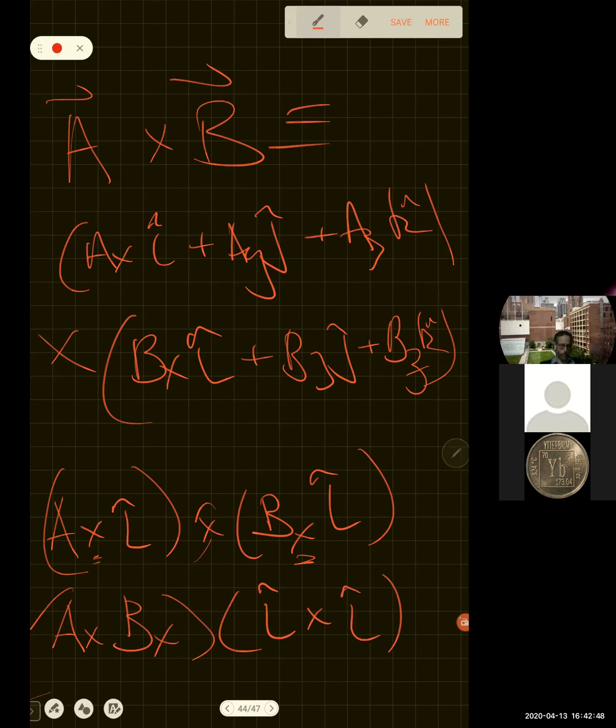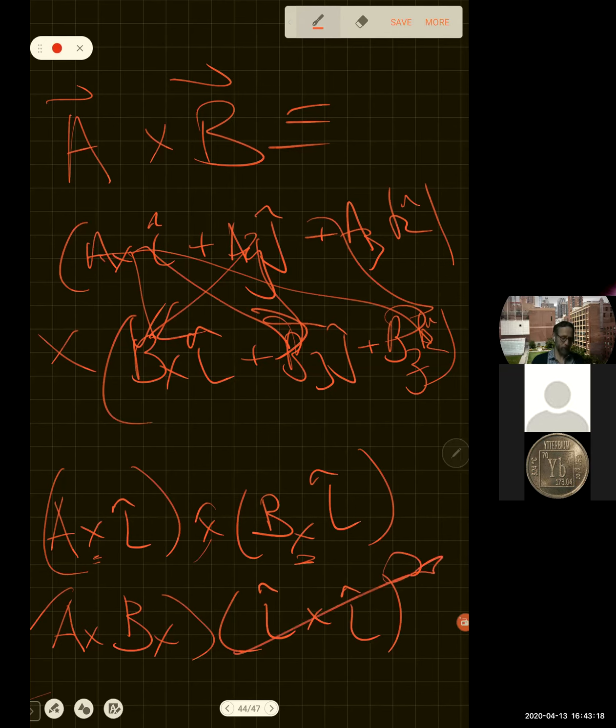Here's where I'm going to pause. This is the first term out of nine. If I'm doing all the terms out, the very first one, I have the number AX times the number BX times the vector I cross I. Now, the vector I cross I is a vector crossed with itself. Cross product always measures perpendicularity. A vector is not at all perpendicular to itself, ever. That cross product is always zero. So the first term of these nine is going to be zero. I'm not going to do them all out now, but I'm just going to show you the pattern. The first one will be zero.